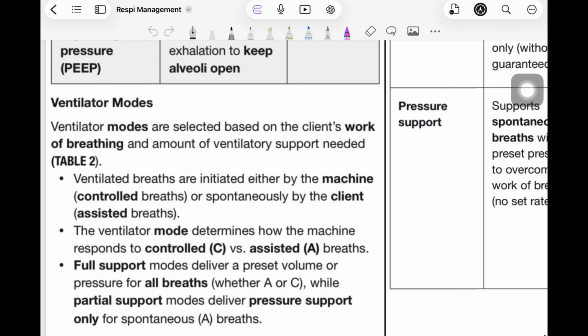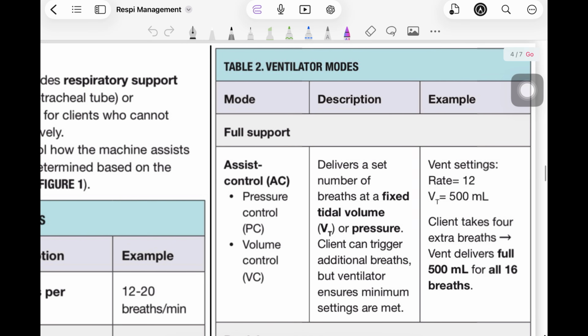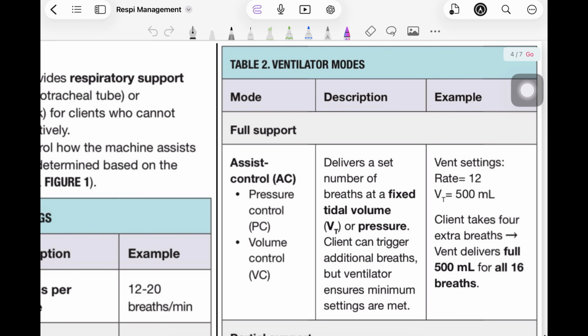Now guys, we know the different ventilatory settings like the rate, the tidal volume, the fraction of inspired oxygen, and the PEEP. The next question is, how does the machine, or the ventilator, actually give the breath? The answer depends on the ventilatory mode. First, who will start the breath, is it the patient or the machine? And second, whether it is full support or partial support.